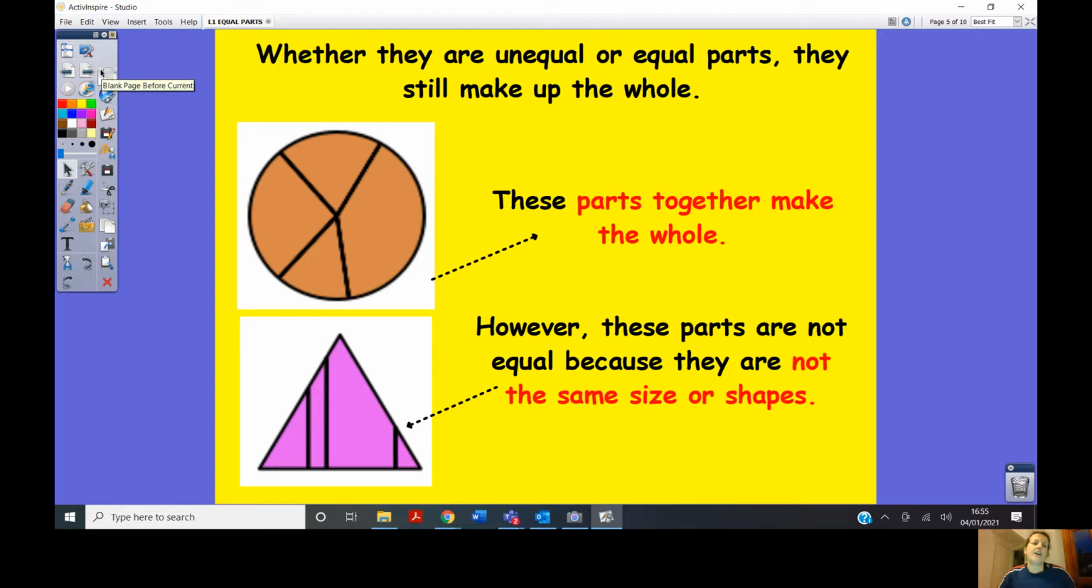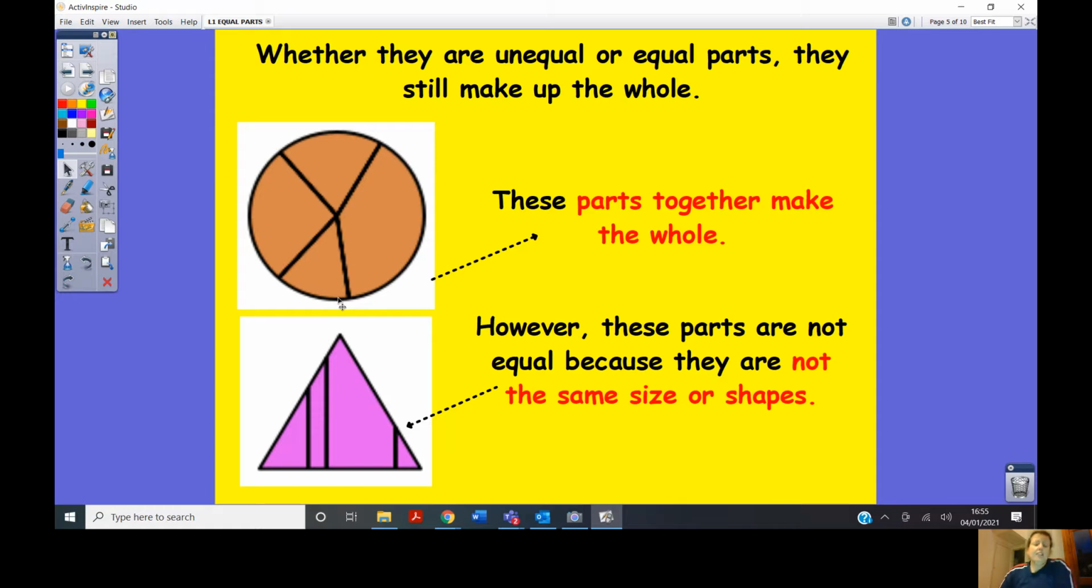We've just seen there some examples of equal parts. Just quickly, we can look at unequal parts, so parts which are different size or shape can still make up the whole. So looking at this circle, each of these parts make up the whole.